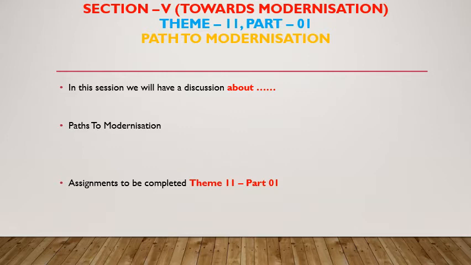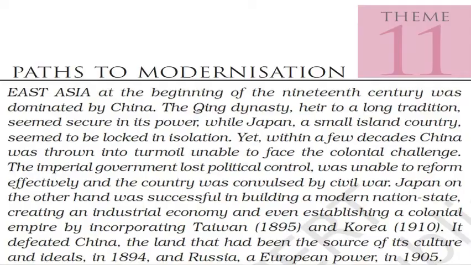In this part of the chapter, students, we are going to read about the two powerful dynasties, or the two powerful countries, situated in Far East Asia at the beginning of the 19th century.